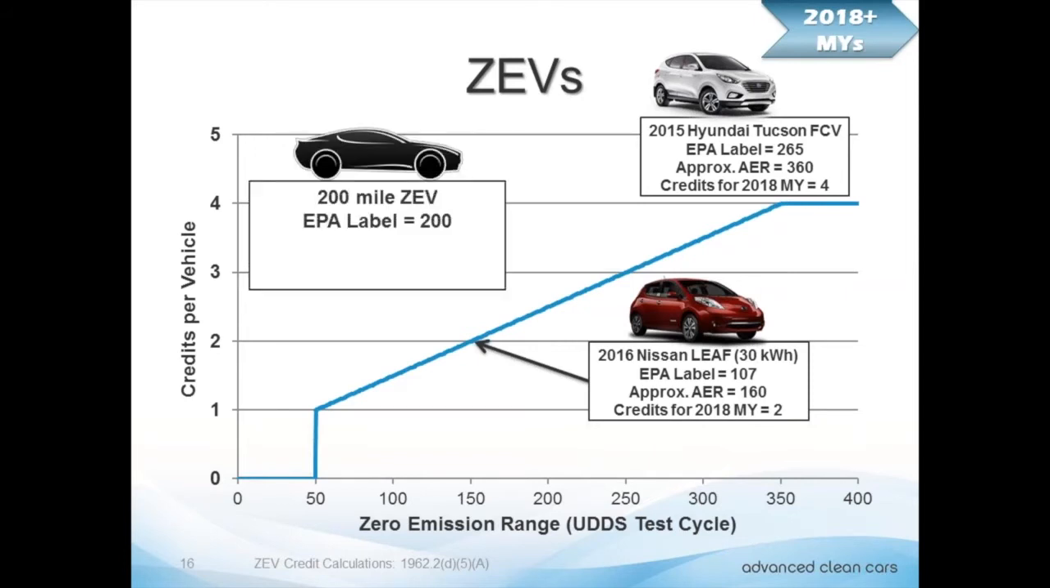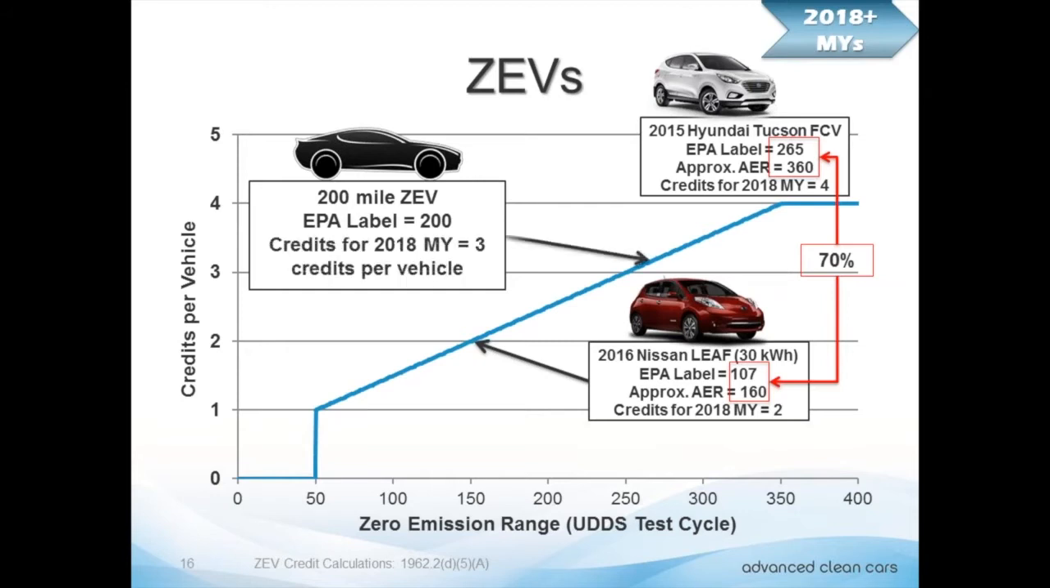As I'm sure many of you are aware, a number of manufacturers have announced plans to produce ZEVs with at least 200 miles of range on a single charge. If we look at the mileage figures for the Leaf and Tucson, we see that the EPA label range is approximately 70% of the UDDS test range. If we assume this same percentage for a ZEV with a label range of 200 miles, we can assume these vehicles will earn approximately 3 credits per vehicle.